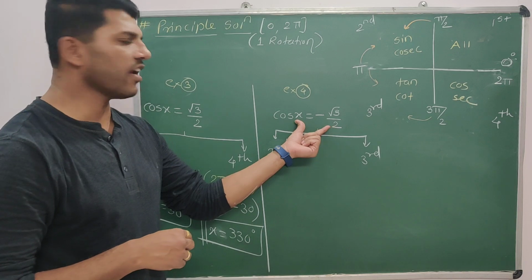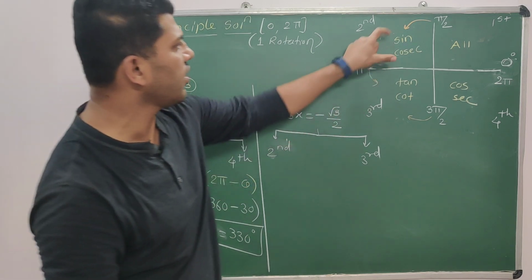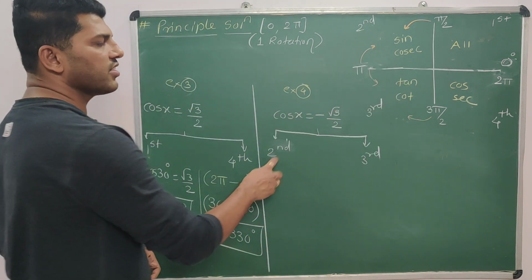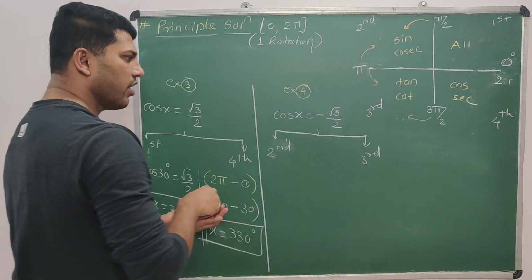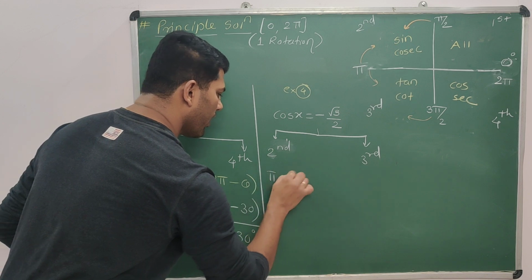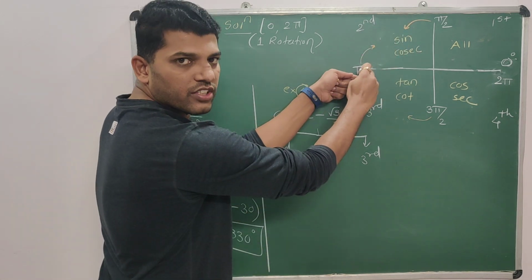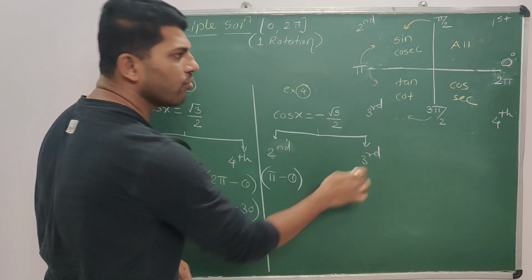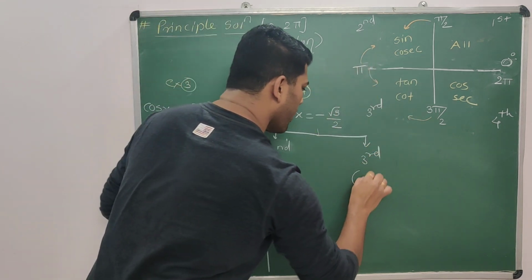Now what about the second example? Cos is negative. Cos is negative in the second and third quadrants, means one solution lies in the second quadrant and the next solution lies in the third quadrant. Then how to enter into the second quadrant? Very simple. Allied angle pi minus theta. Enter into the second quadrant using pi minus theta. How to enter into the third quadrant? Quite simple. Pi plus theta.